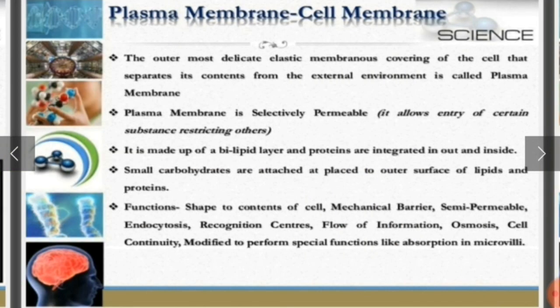Next, plasma membrane, cell membrane. There is not a big difference between plasma membrane and cell membrane. You know, they both are known by another name. You know what it is? It's called the selective permeable membrane. If they ask what the plasma membrane is also known as, you have to say that it's also called the selective permeable membrane. It is the outermost delicate elastic cover of the cell.